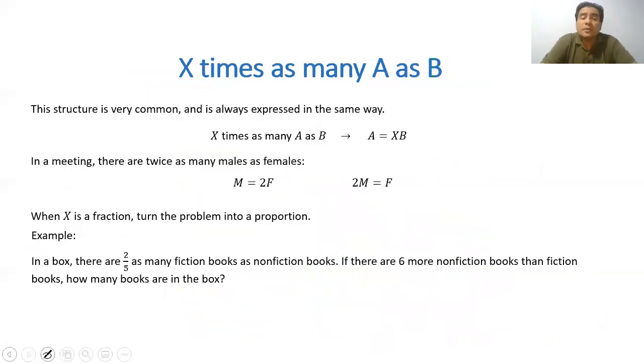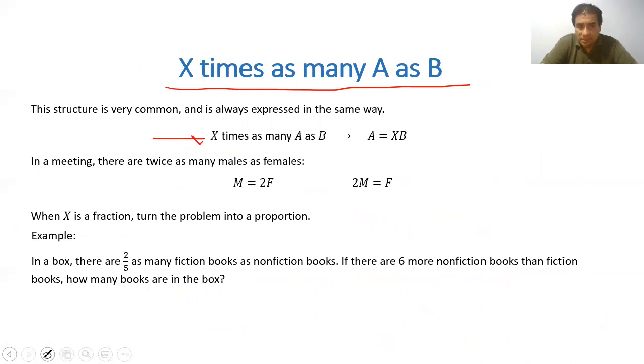Now, let's deal with this structure here, okay? In most proportions problems, you have the structure x times as many A as B. What does it mean? Well, this structure is very common and it's always expressed in the same way. So what does it mean really?